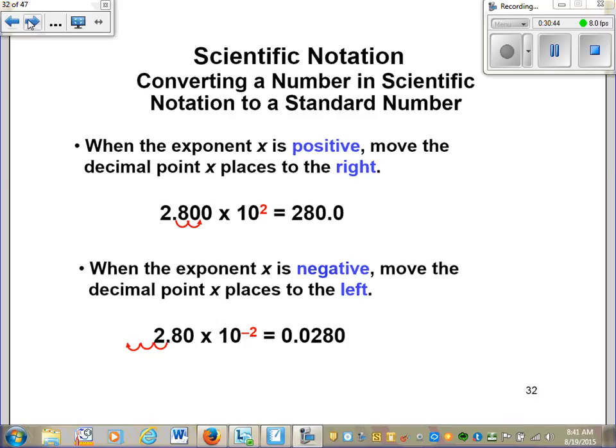To go back, when the exponent is positive, you move the decimal point to the right, which we just did. Notice here, 2.800, 4 significant figures. We have to have 4 significant figures in our final answer. So we move it 2 places, that means it's 280.0.